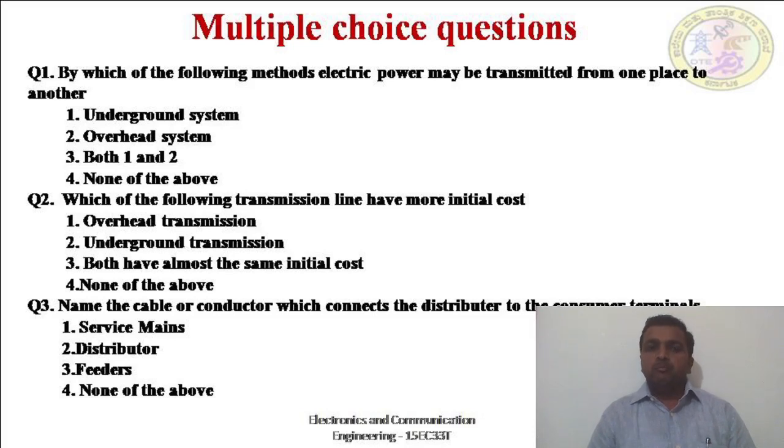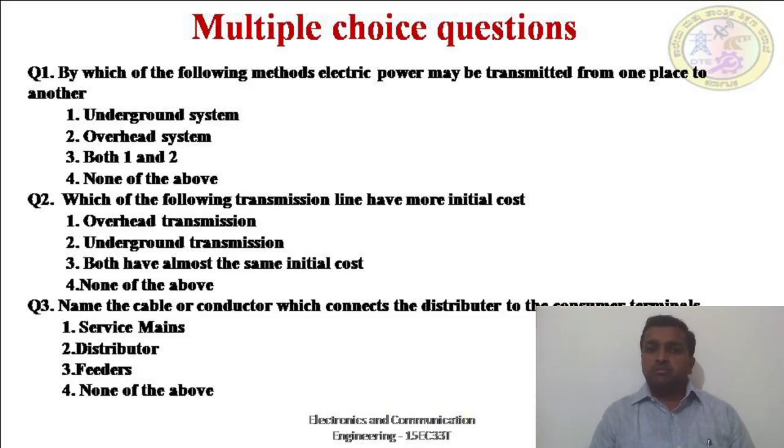Here, the answer is both 1 and 2 because the electrical power may be transmitted both underground as well as overhead. In sea or oceans, we can't use the overhead pattern. In villages and towns, we are going with the overhead pattern. So the answer is option number 3.